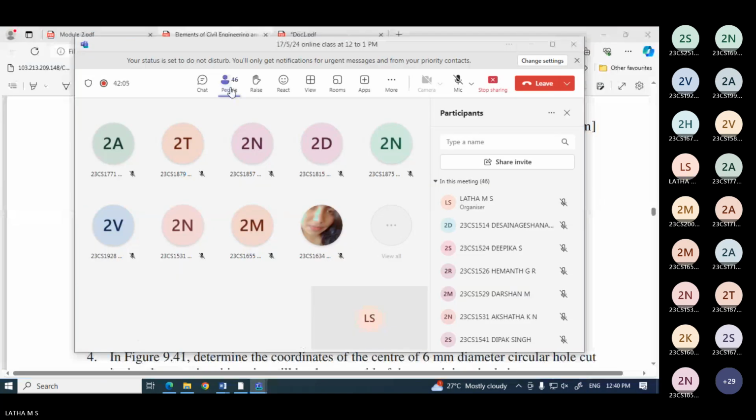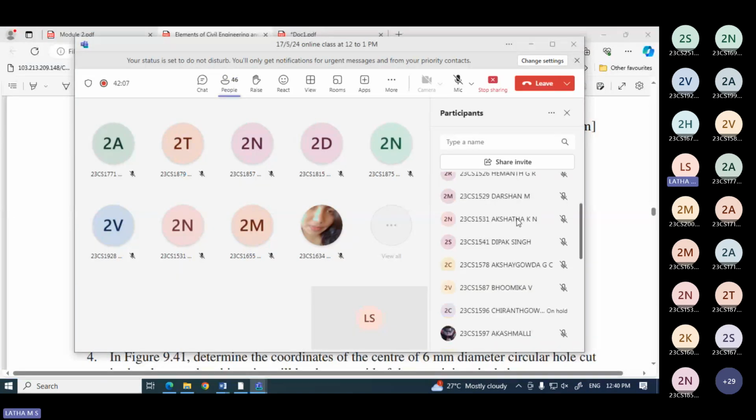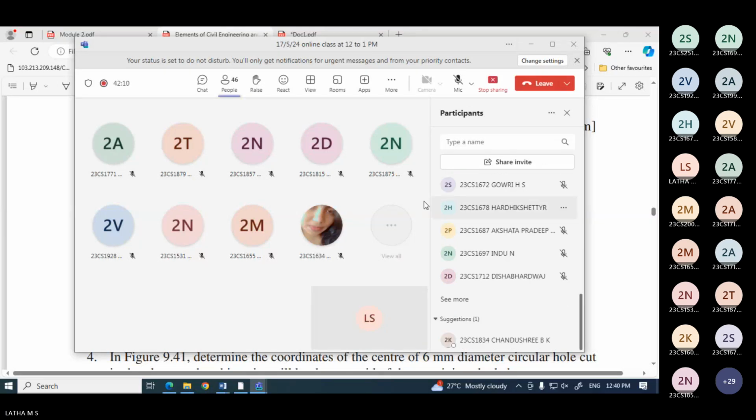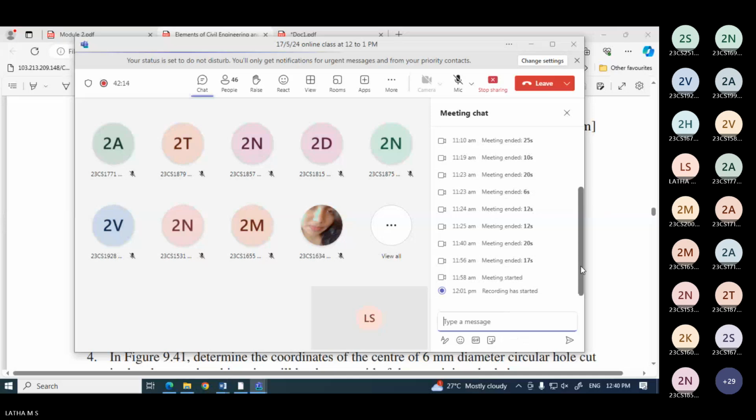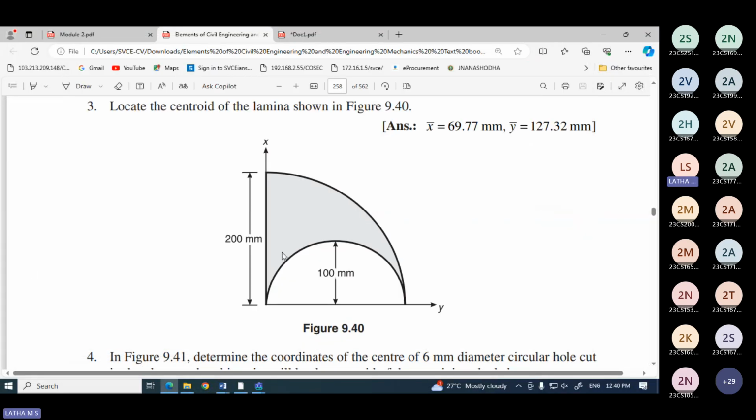There are 46 students in the class. Now in the chat box, give me the equation of x bar and y bar. Take down the figure. Solve the problem and share it in the chat box. I'll give you 10 minutes. You have to complete this.